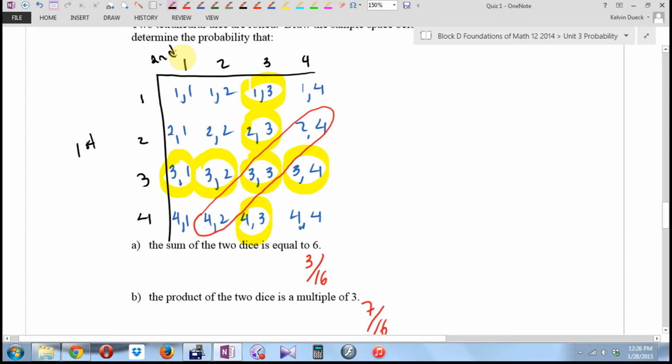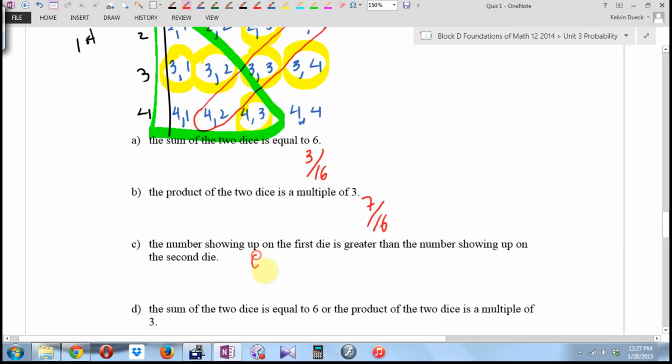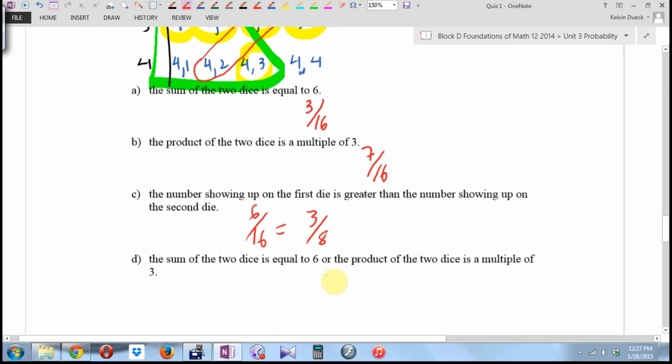The first number is bigger than the second number. I think it's this whole bottom corner, isn't it? It's going to be some kind of a pattern like that. Everything in that bottom corner, which is 1, 2, 3, 4, 5, 6? 1, 2, 3, 4, 5, yep. 6 out of 16, or 3 out of 8.